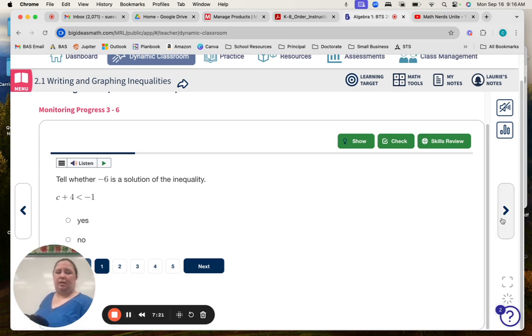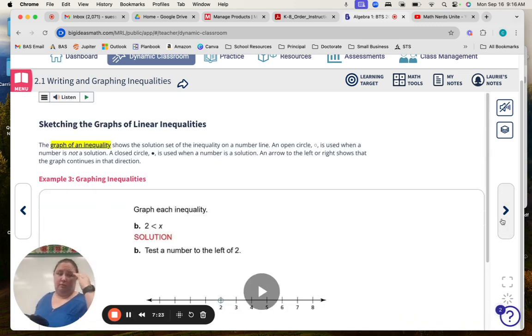All right, so now we're going to head to example 3. Okay, this is where you have the vocab word graph of an inequality. What was the definition of graph of an inequality? A graph that shows a solution set of an inequality on a number line. Right. So it shows a solution set, meaning when you hear that, there's not necessarily one answer. It's going to show you a range of answers. Okay? So let's go do our example.